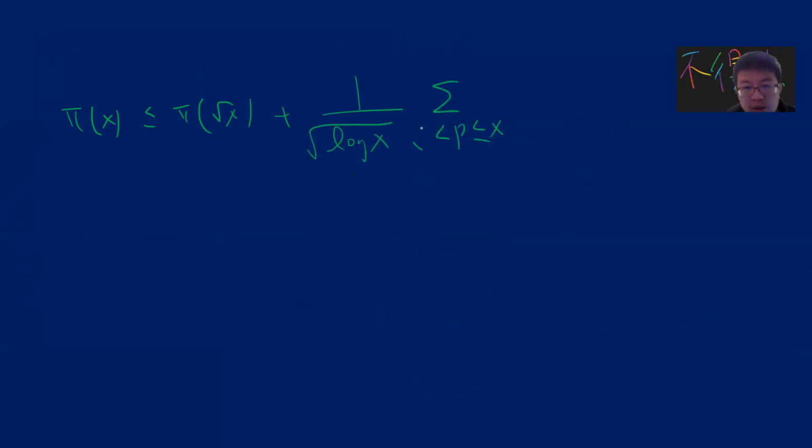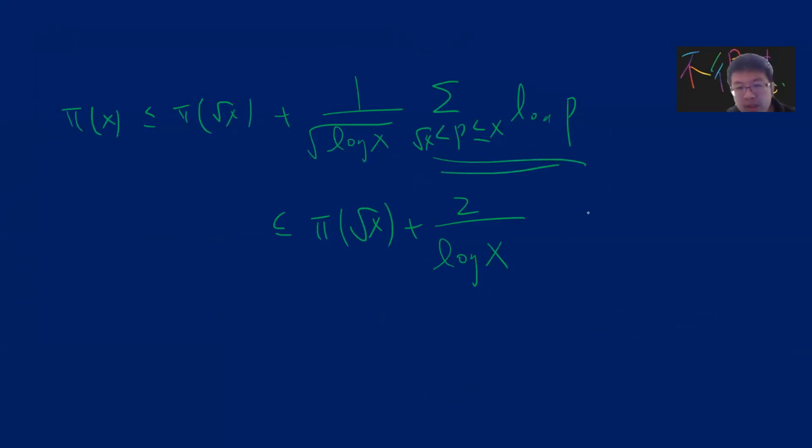Okay, so basically let me just write down. So I get pi of x is less or equal to pi of square root of x plus 1 over log square root of x times the summation over p less than or equal to x of log p. So this is pi of square root of x plus 2 divided by log x times this sum. So you're just using the log property, and then this one is theta x, because theta x comes from the sum of log p up to x.